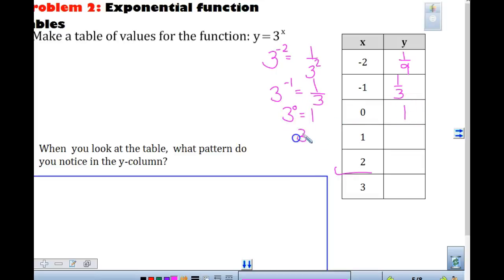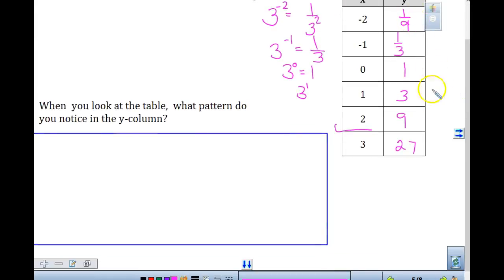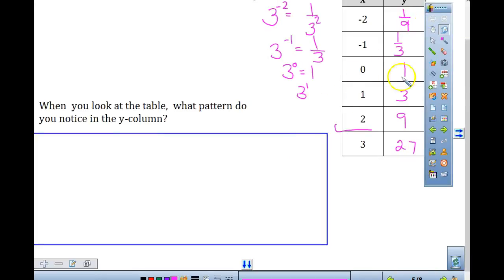When I have 3 to the first, and you don't always have to have this work, but this is how you're getting them. Some are going to be a little more complicated. This one should be 3, right? And then Hannah, if I'm going to continue, I should have 9 and 27. So it says when you look at the pattern, what pattern do you notice in our y column? What is happening in this y column, Hannah? We are definitely multiplying by 3.